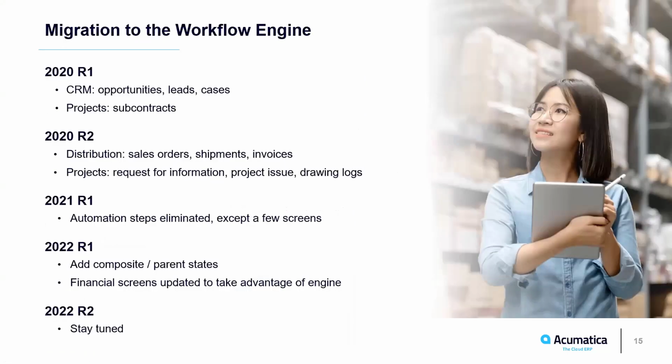In terms of the history buffs out there, here's how the migration to the new workflow began. It started in 2020 R1, and we started adding more and more screens and features to it. In 21 R1, it was mostly all implemented. In 22 R1, we grabbed the financial screens and added composite and parent states, as I already mentioned. And we have some new changes coming in 22 R2, but I'm going to make you wait till the end before we actually go through that.